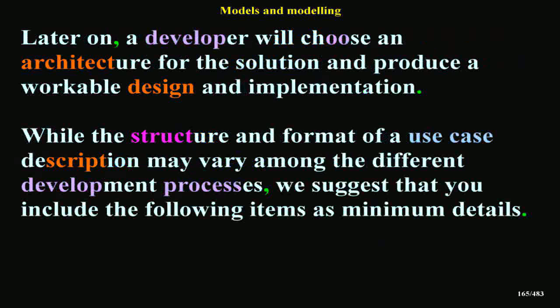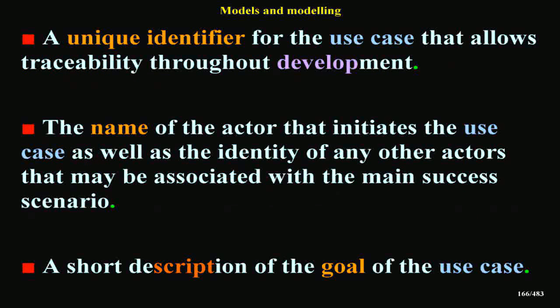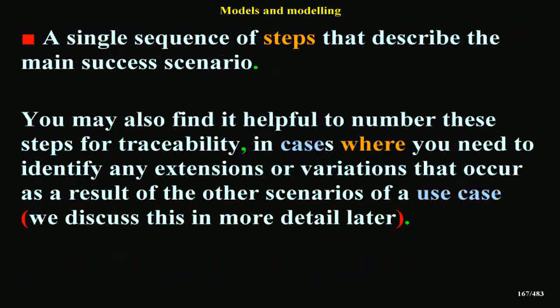While the structure and format of a use case description may vary among the different development processes, we suggest that you include the following items as minimum details. A unique identifier for the use case that allows traceability throughout development. The name of the actor that initiates the use case, as well as the identity of any other actors that may be associated with the main success scenario. A short description of the goal of the use case. A single sequence of steps that describe the main success scenario.